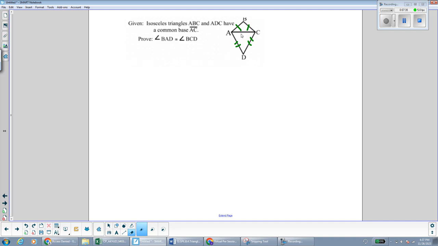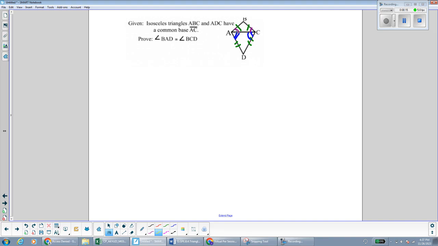And now we can think about how to get the angles that we need. We do have isosceles triangles, so let's think about what else we know about isosceles triangles. Not only do they have two equal sides, but they also have two equal angles, opposite from the congruent sides. So in triangle ABC, the two equal angles would be here and here. And in triangle ADC, the two equal angles would be here and here. So now we know that the pieces of each of the angles, BAD and BCD, are congruent to each other.